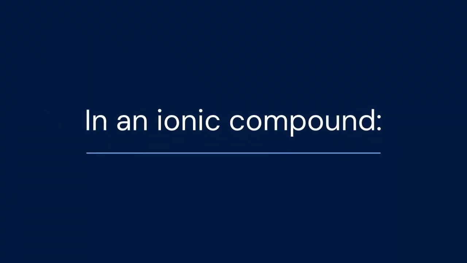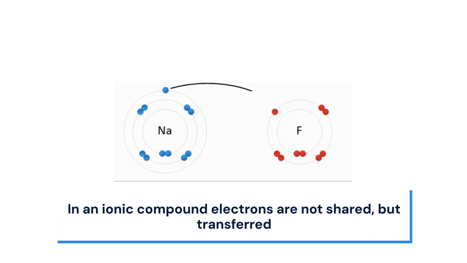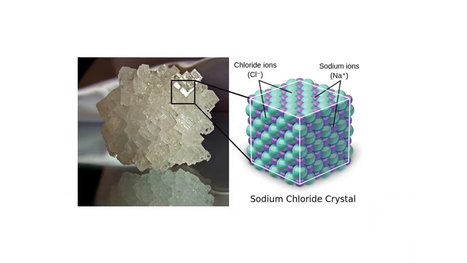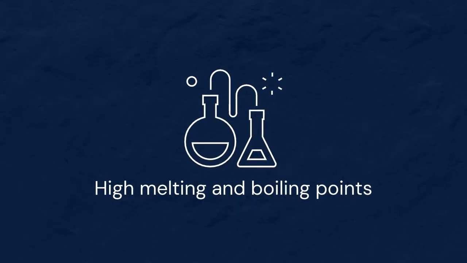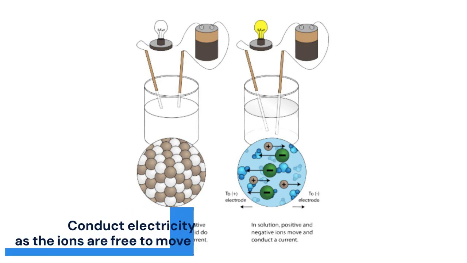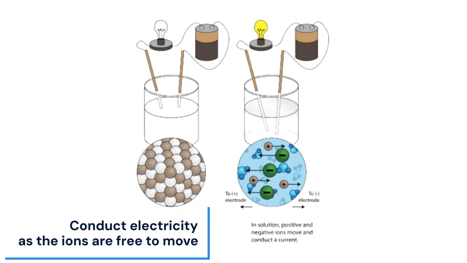In an ionic compound, electrons are not shared but transferred. The result is a crystal lattice, a repeating pattern of ions. These compounds usually have high melting and boiling points. They conduct electricity when dissolved in water or melted because the ions are free to move.